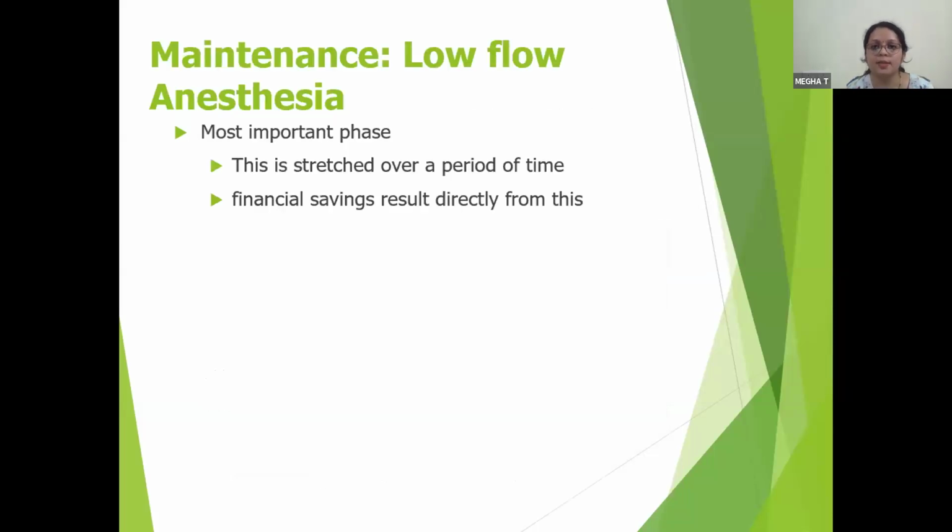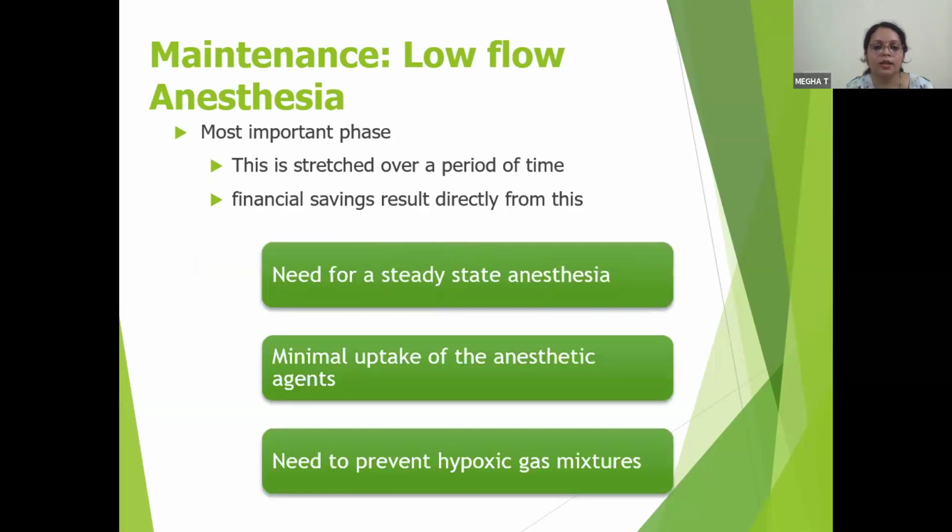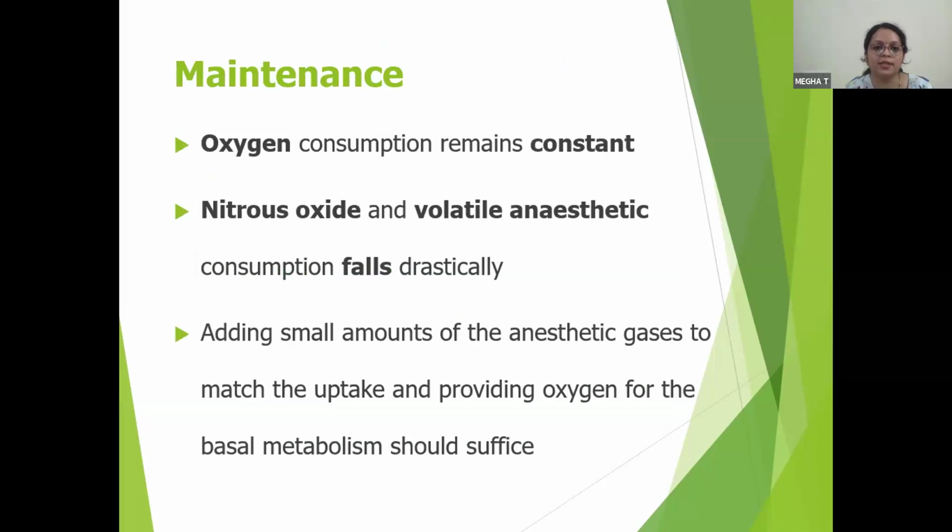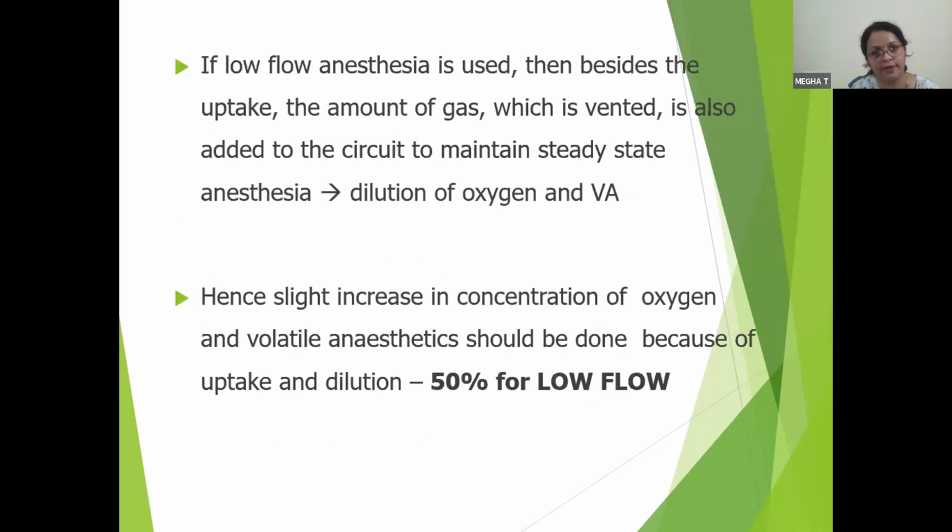Coming to the maintenance part, this is the most important phase. This is stretched over a period of time, and financial savings result directly from this. And there is a need for steady state anesthesia, that is, the patient is maintained throughout the surgery in this state. Minimal uptake of anesthetic agents occurs, as I told earlier, and our aim is to prevent a hypoxic gas mixture. In the maintenance phase, the oxygen consumption remains constant, but nitrous and volatile anesthetic consumption falls drastically, as seen with the previous 3 formulas. So adding a small amount of anesthetic gases to match the uptake, as well as providing oxygen for the basal metabolism, should suffice.